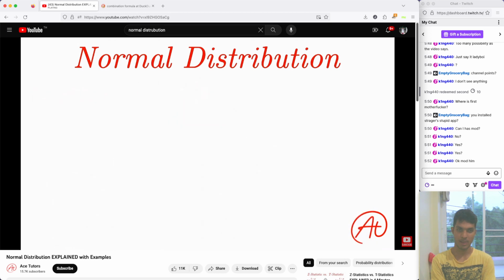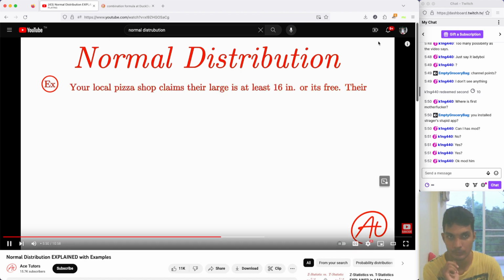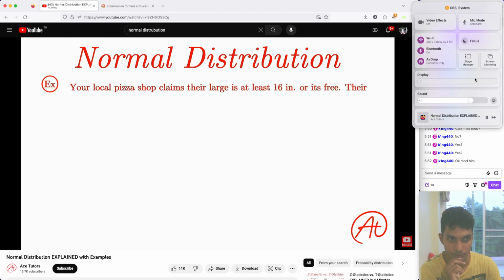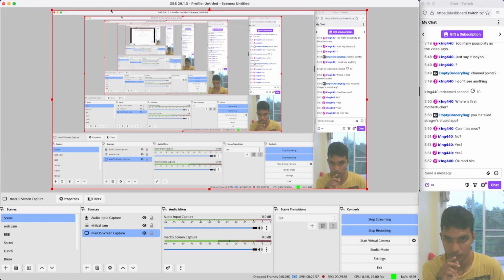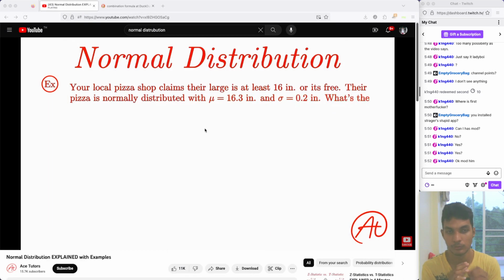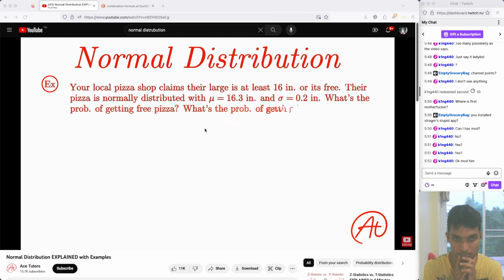Alright, I know I've been throwing a ton of info at you, so let's solidify all of this with a quick example. So you love pizza, but your local pizza shop's pizzas have been looking smaller and smaller lately. They claim that their large is at least 16 inches or it's free. Over your expansive pizza eating career, you've found that their pizzas are normally distributed in size with a mean of 16.3 inches and standard deviation of 0.2 inches. Now you want to know what the probability is of getting a free pizza.